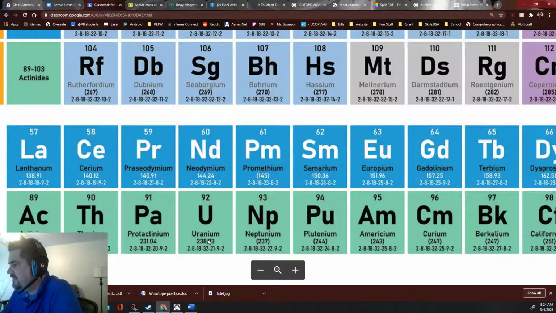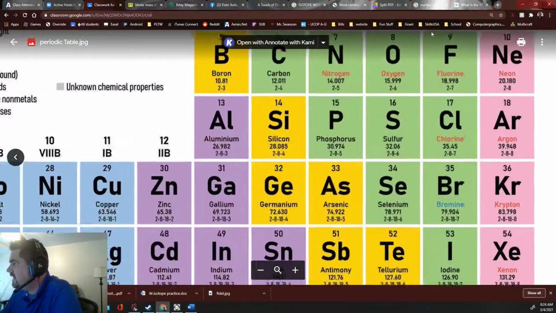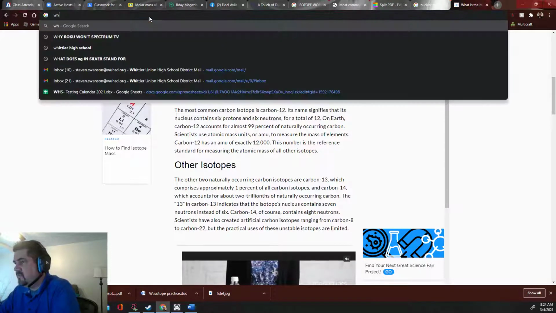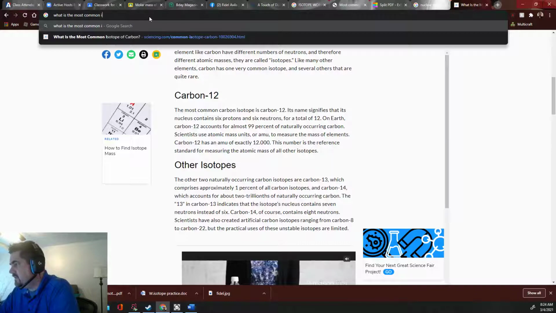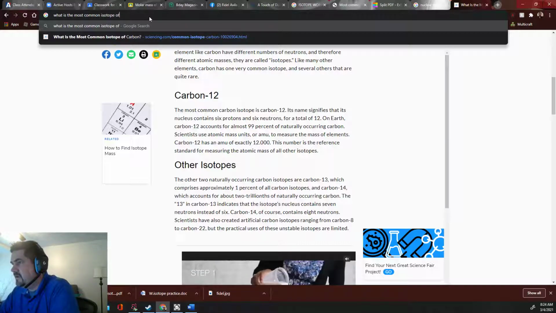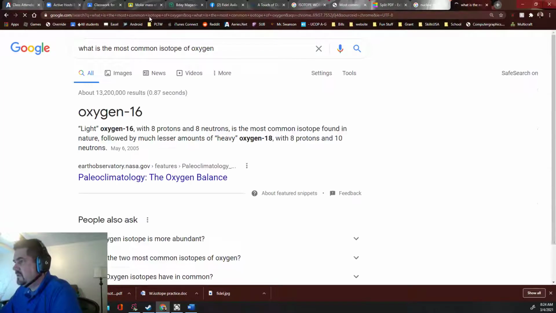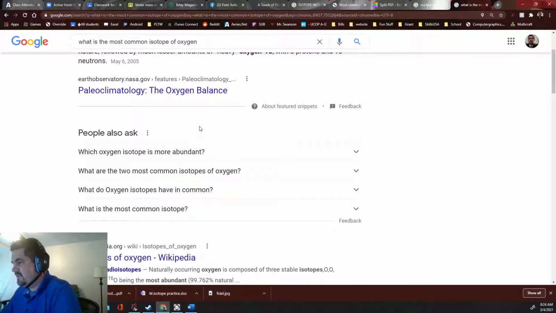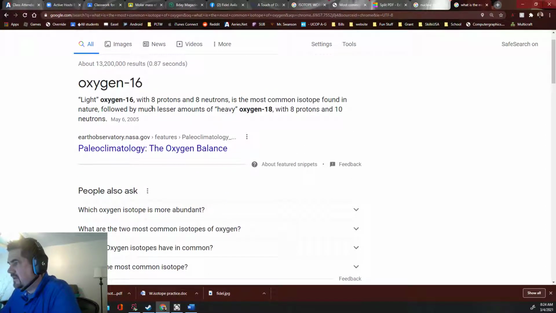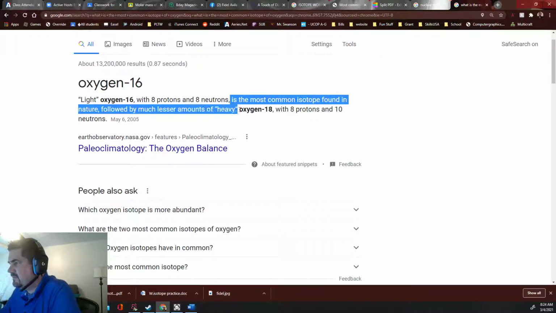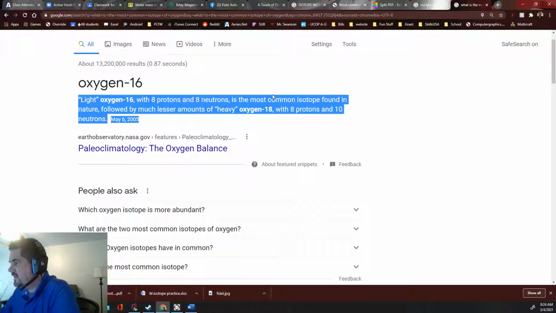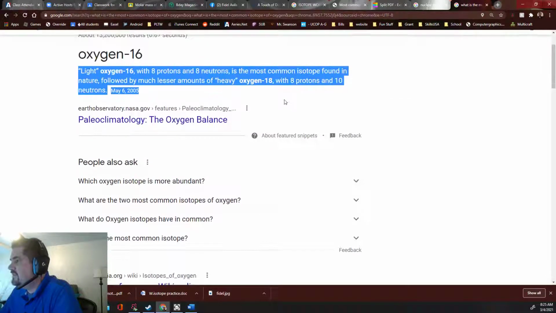So this is the 238 isotope. That's the most common one. So let's look at oxygen. If I looked it up, what is the most common isotope of oxygen? It says it's 16, which is right. But there are some heavy ones that are 18, and there are also plenty of light ones, obviously, because the average is 15.999. It says 16 is the most common isotope found in nature, followed by a much lesser amount of heavy 18s. Those are considered heavy ones. But the average is 15.999.